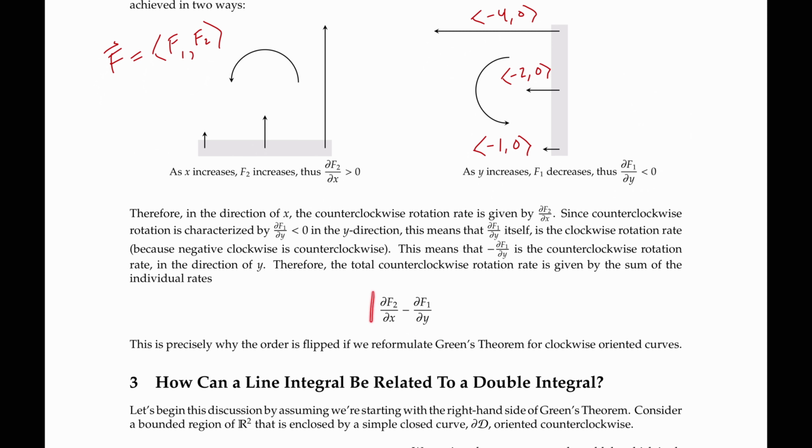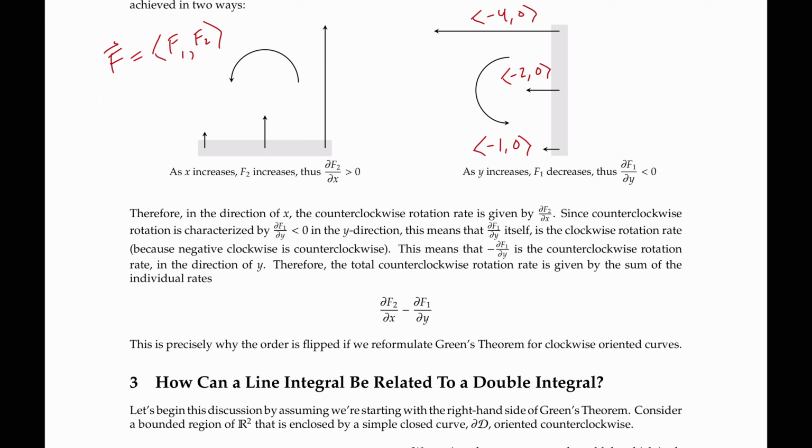We want to know the amount of the rate that's contributed by counterclockwise rotation in the x direction, plus the amount of the rate that's contributed by rotating in the y direction. So because this is negative, that's why we're adding a negative quantity. We're like adding this, really. So this is really just the sum of two different rates.